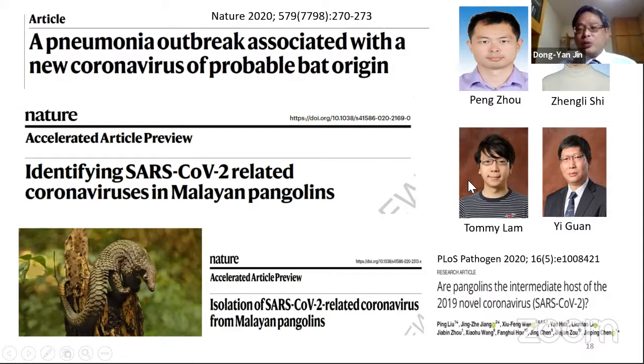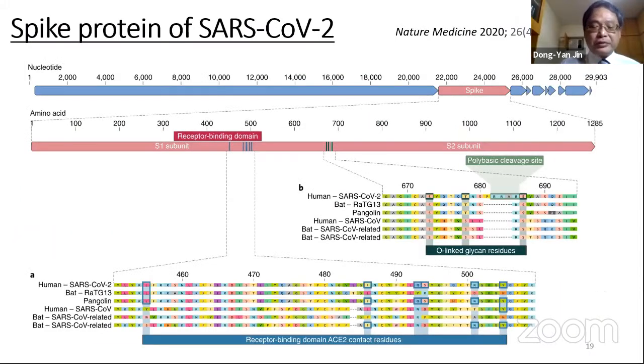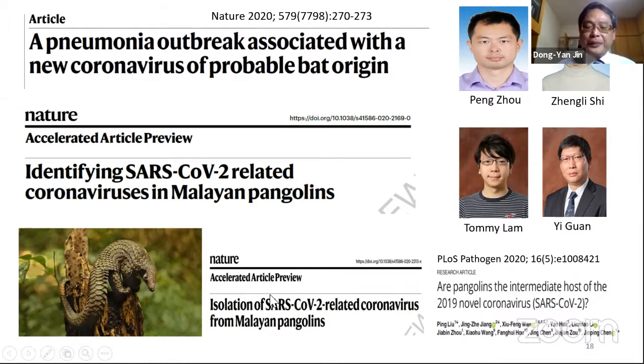And then my colleague Professor Guan Yi and Dr. Tommy Lam identified these SARS-CoV-2-related coronaviruses in Malayan pangolins that were being smuggled into China. Importantly, these are dying pangolins, meaning that probably the virus is highly pathogenic. They were found to have severe disease and were then killed and frozen by the customs. Professor Guan Yi found the virus in their frozen samples. Then other groups, two or three different groups, also found the virus in other pangolins.